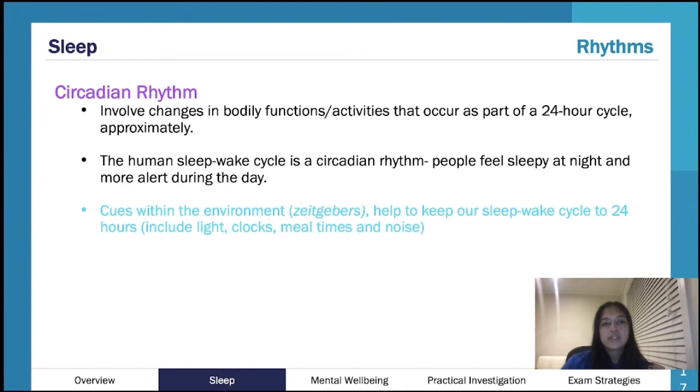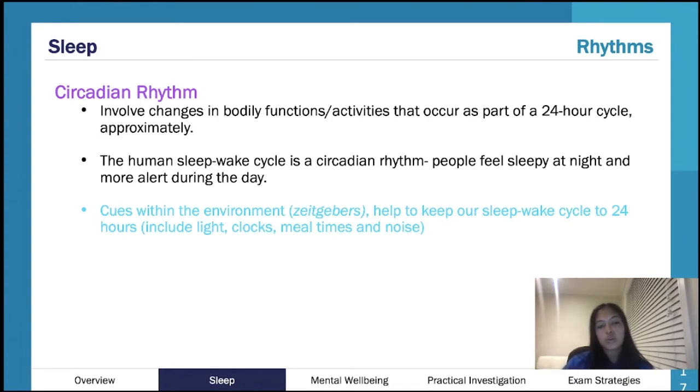We have these cues, our zeitgebers, I hope I'm saying that right. These are sleep cues that occur within the environment that help tell our body when it's time to be awake and when it's time to sleep. We'll talk about these towards the end of this section. But for example, light, clocks, meal times, noise, they all work to tell our body what time of day it is. Is it time for bed? Is it time to be awake or time to be asleep? And they help us stick to this circadian rhythm.